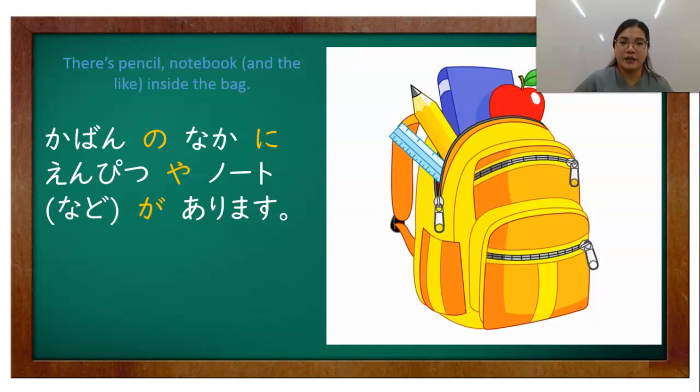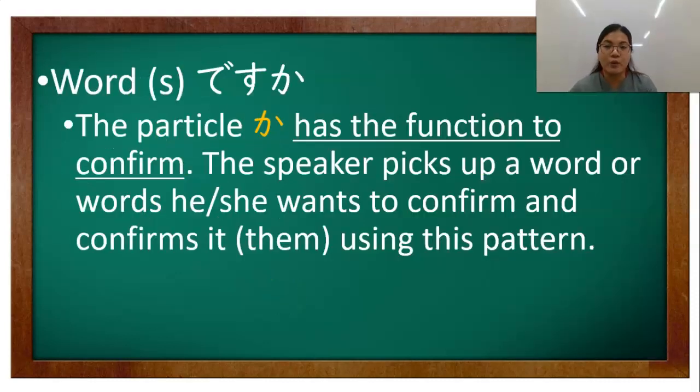Ga arimasu, or imasu. Okay, so next is the word or words, desu ka? So the particle ka has the function to confirm. So aside from asking, this is also for confirmation. Okay? So the speaker picks up a word or words he or she wants to confirm and confirms them using this pattern. So, kino-confirm niya kung parang tama ba yung sinabi ko or tama ba itong sinasabi ko. So, that is how you will say word or words desu ka.